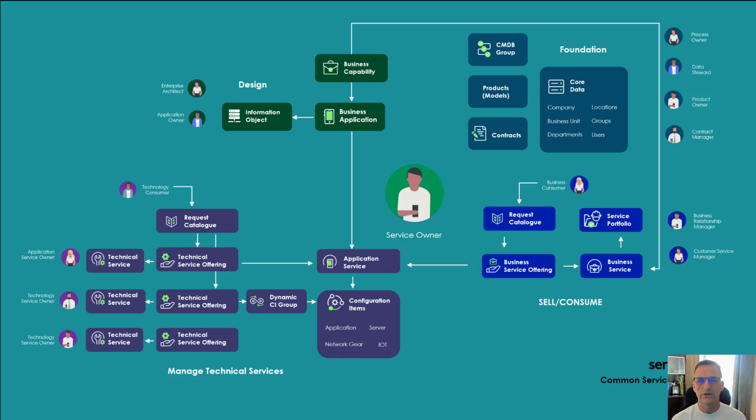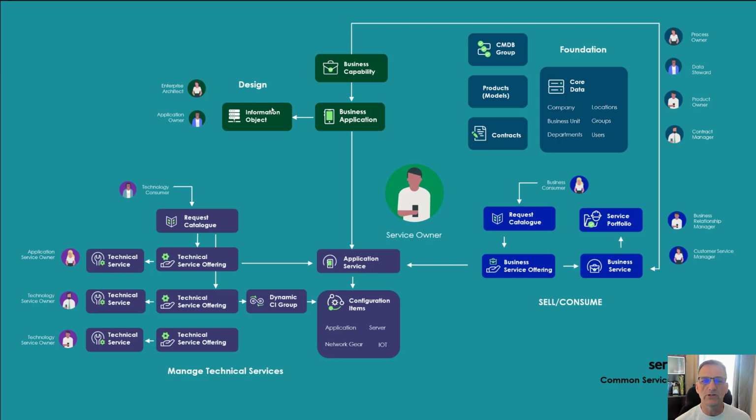Today I want to do a demonstration to show how to build out the sell-consume part of the Common Service Data Model. Just a quick review of the Common Service Data Model before we start. At the top we have the design. The design is where you're saying which capabilities does my organization need, and then you're deciding which applications do I buy to support those needed capabilities.